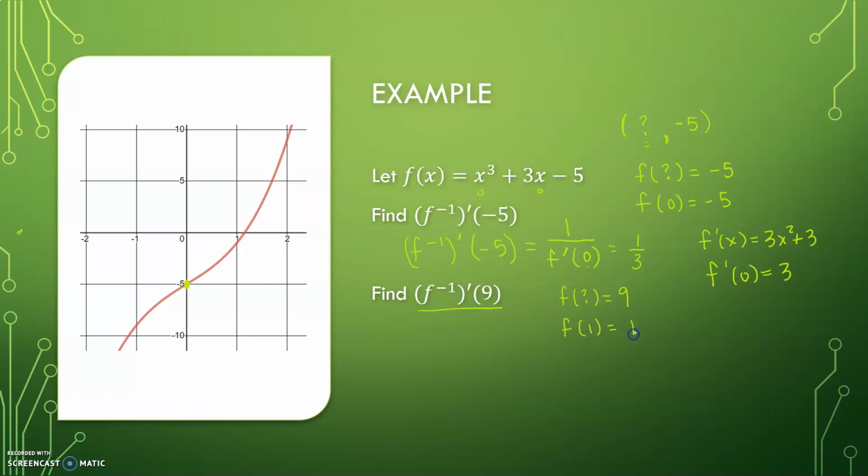f of 1 would be 1 plus 3 minus 5. That's not it, because that would be -1. So let's try f of 2. f of 2 would be 8 plus 6 minus 5. Oh, that would be 9. Right, so I've found it. So that means that (2, 9) is on f.